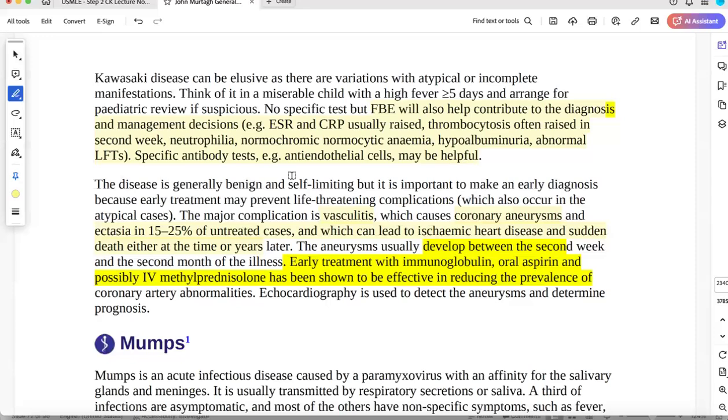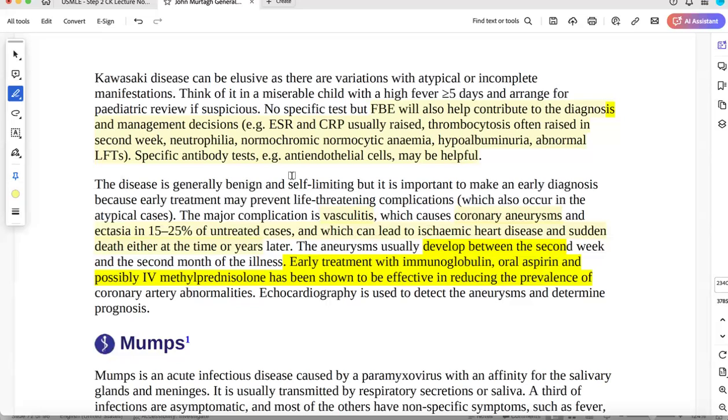Now, the treatment. So you have learned that there are symptoms specific for Kawasaki disease. There is no way that you can confirm it unless your patient met all the criteria.